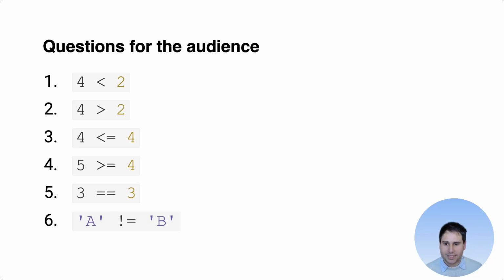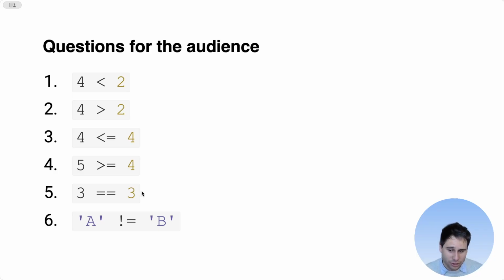Let's have a look at these examples. Question 1, 4 less than 2. What will this evaluate to? I'll give you a second to answer. And the answer is false. So 4 is not less than 2, right? So 4 less than 2 will return false. 4 is greater than 2, that is true. 4 is less than or equal to 4. That's going to be true because 4 is equal to 4. Is 5 greater than or equal to 4? The answer is true.